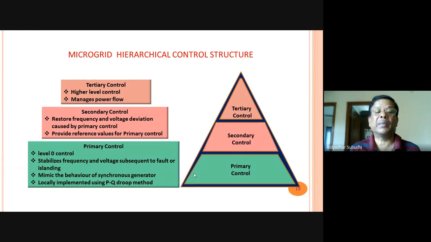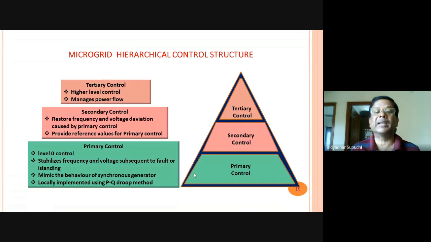And this primary control mimics, as I mentioned, in absence of the rotating mass, or in case of the renewables connected to the microgrid, the primary control mimics the behavior of a synchronous generator in case of the microgrid. And the microgrid basically implements the active power and reactive power based droop control in the microgrid.